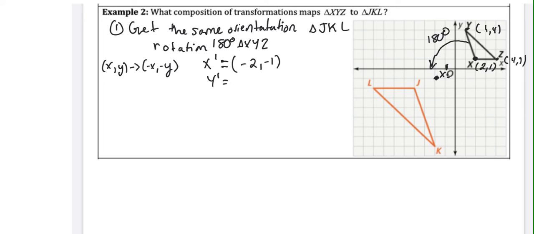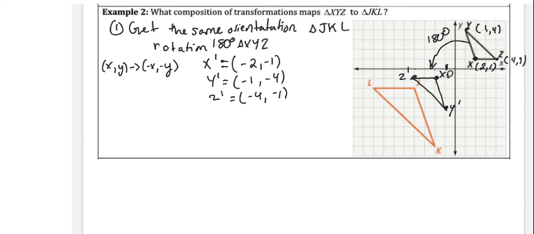So negative 2, negative 1 is X prime. Y is 1, 4, so it becomes negative 1, negative 4. So negative 1, negative 4 is Y prime. And then Z was 4, 1, so it becomes negative 4, negative 1. So negative 1, 2, 3, 4, and here's Z prime. So right here is our image now. And we can see it's in the same orientation. It's facing the same way as our final image.